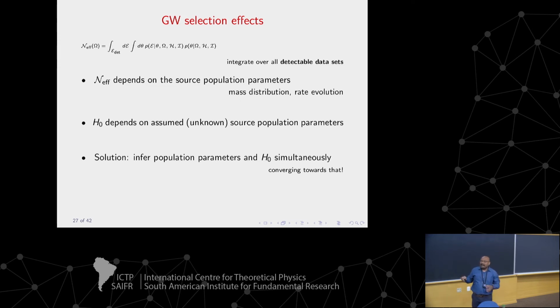So this is how the first method that I talked about, inferring H0 from source populations, automatically enters the second method, inferring H0 from galaxy catalogs. The perfect thing to do would be to infer H0 and a population parameter simultaneously, which is the direction in which we are converging.